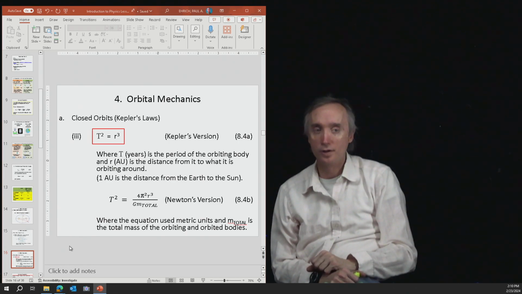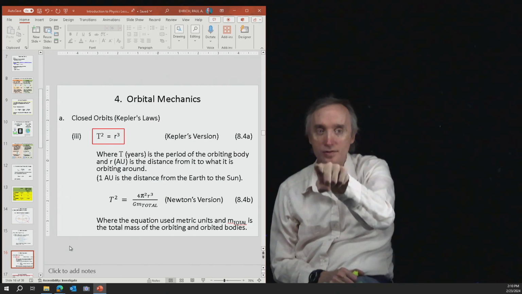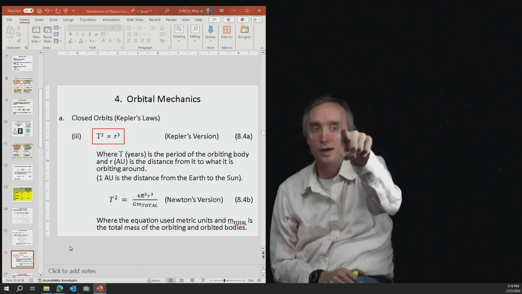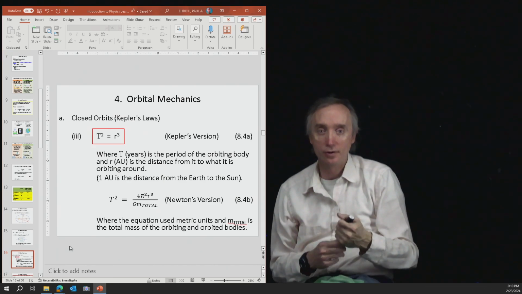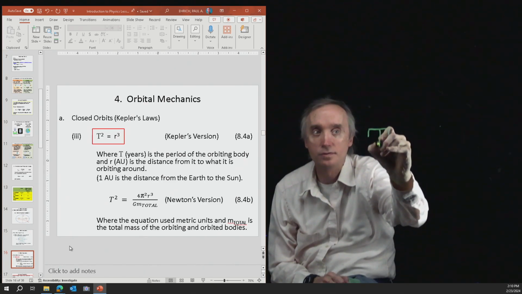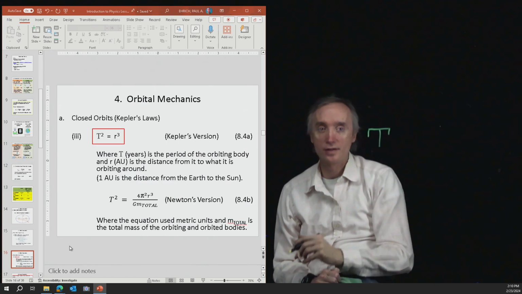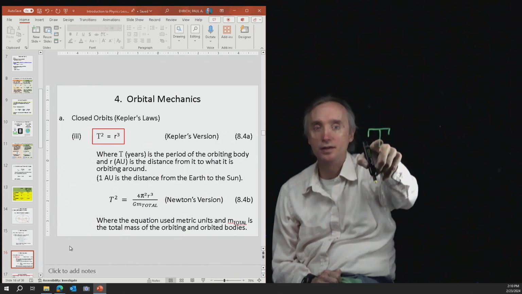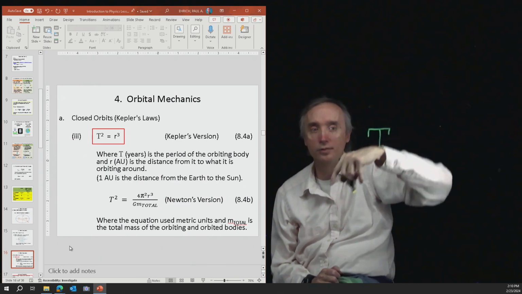The third one is going to relate the amount of time it takes a planet to make one complete orbit. That's going to be called the period. The period is given by a capital T in Greek, a tau. So this thing is the period. It's the time it takes to make one complete orbit.